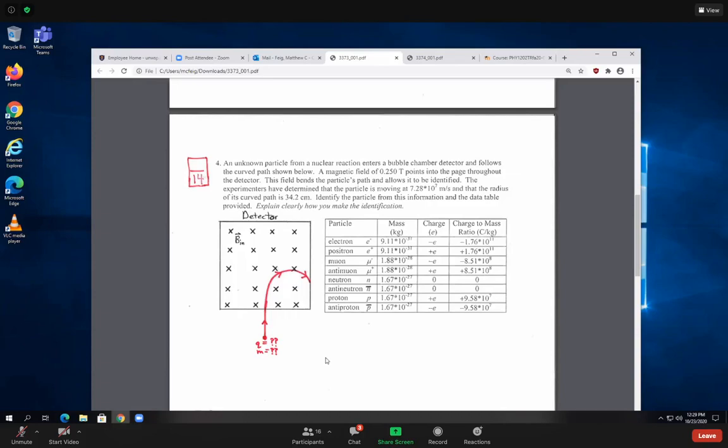Could you guys, and you probably know very little about these 8 particles over here. Electron, maybe you know something about that, but we're given information about mass, charge, and charge to mass ratio. And then similarly for something called a positron with a symbol, muon and anti-muon, neutron and anti-neutron, proton and anti-proton. Can you guys tell me if this is a positively charged particle, a negatively charged particle, or a neutral particle?